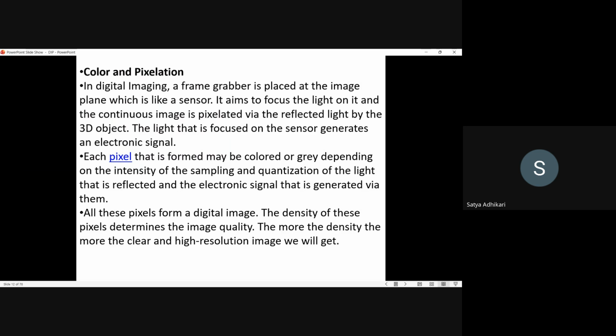All the pixels form a digital image, and the density of these pixels determines the image quality. The higher the density, the clearer and higher resolution the image we will get. If the number of pixels in a unit area is more, you will get an enhanced, better quality picture. We have already discussed that an ideal pixel size should be there to get a better quality picture. The number of pixels present in an image determines its quality. If the number of pixels is more, it is a good quality picture. Otherwise, it is a poor quality picture.